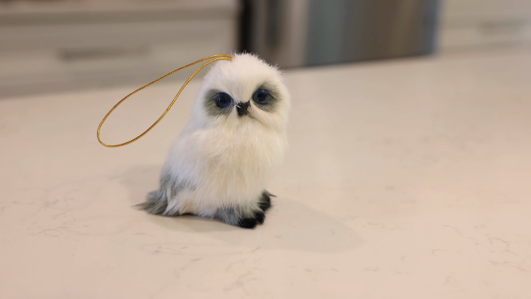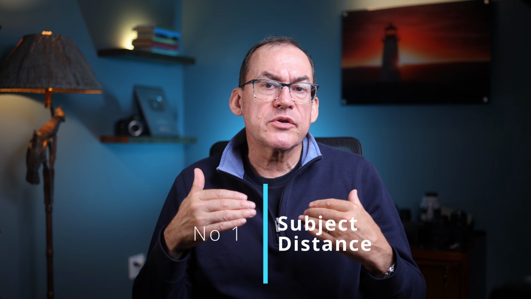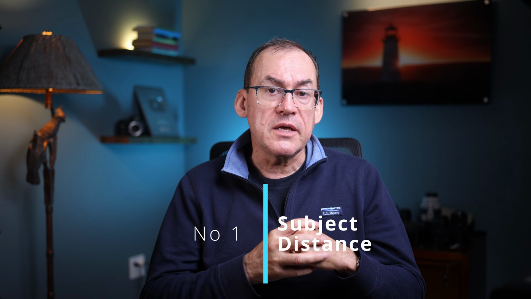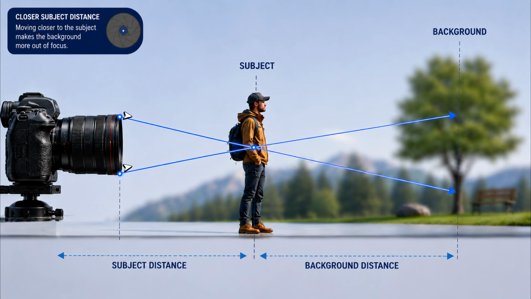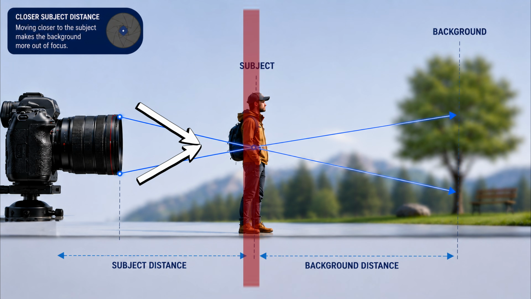Let's use my little owl buddy to evaluate the blurriness of the background in some demo scenarios. The first variable is subject distance. The closer you are to your subject, the thinner the depth of field. Think of the earlier thought experiment this way. If the subject gets closer, the light rays converge at a steeper angle, making a thinner depth of field and a blurrier background. So let's try that here.